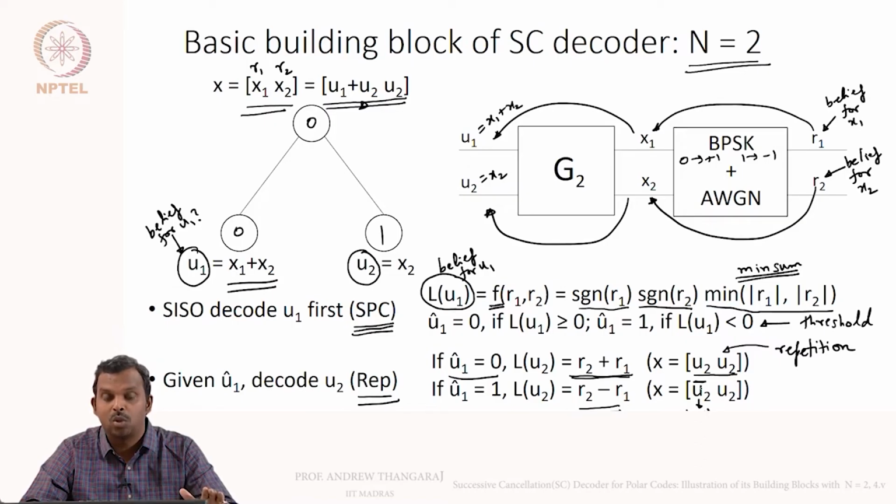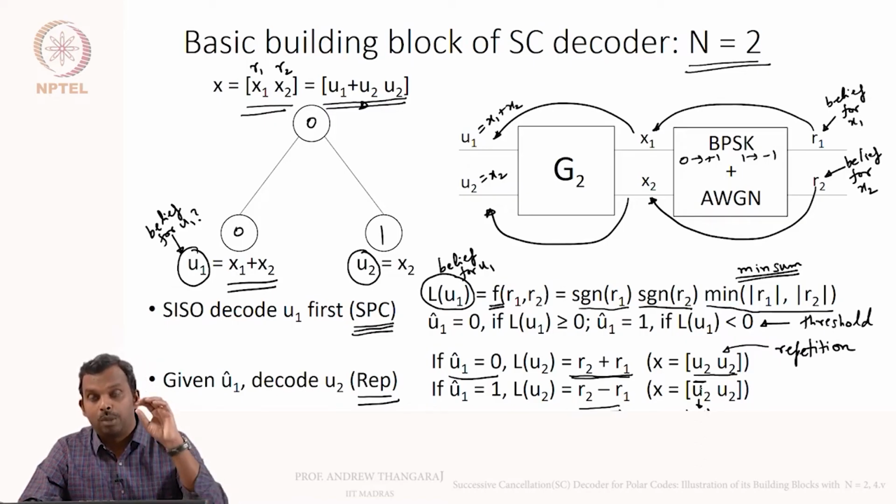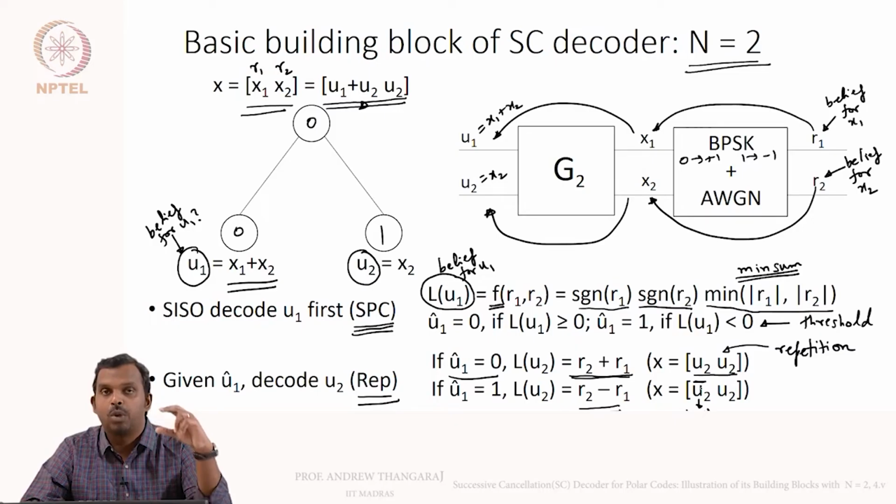Once again I want to emphasize what's going on here. Let me repeat from the top. The basic building block for the polar decoder is a successive cancellation SISO decoder for this simple n equals 2 situation, and for that the essential components are once again the single parity check and the repetition. The single parity check is sort of obvious, only the extrinsic matters, and it comes down from just u1 being x1 plus x2.